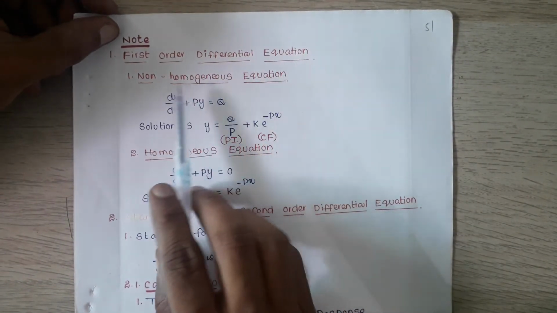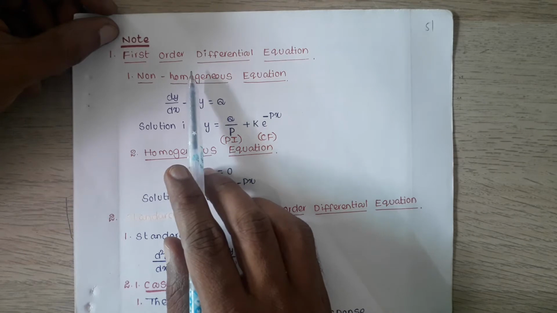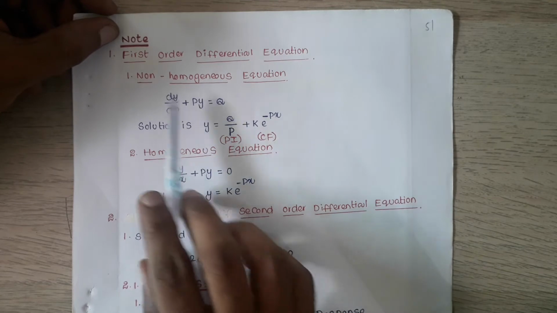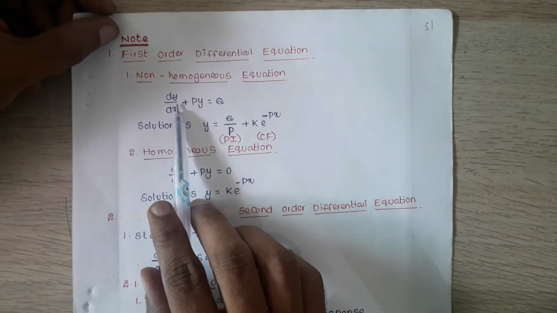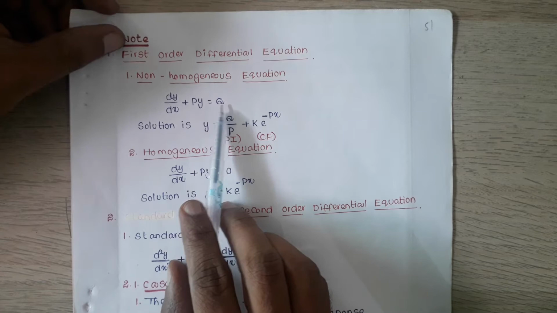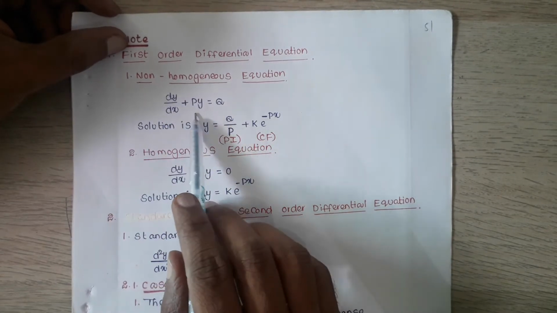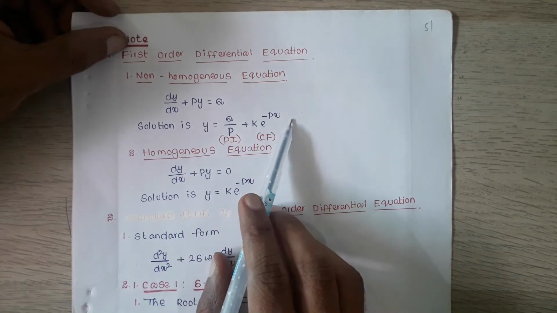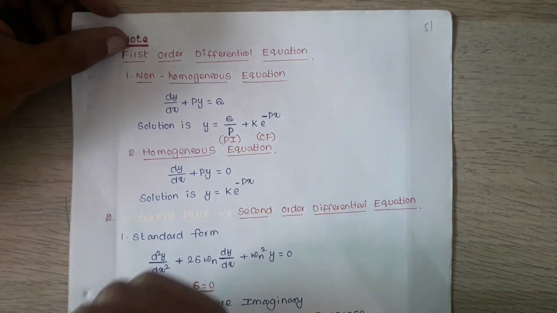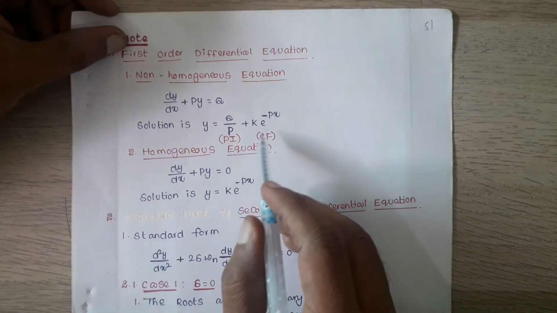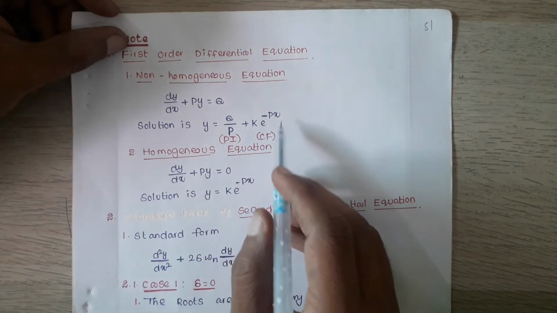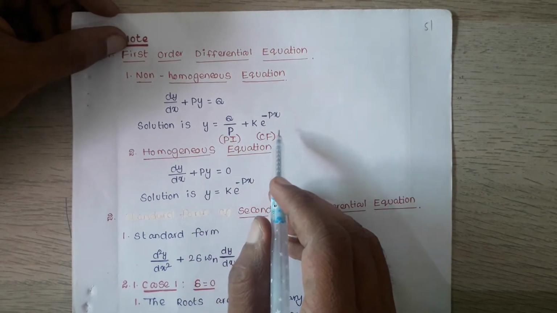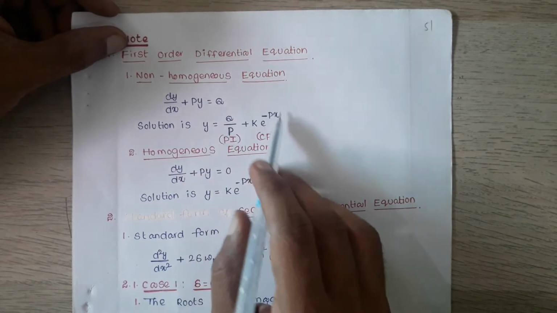So there are two types of first order differential equations: non homogeneous equation and homogeneous equation. The non homogeneous equation is in this form: dy by dx plus py equal to q, and the solution of this first order non homogeneous equation is y equals q by p plus k into e power minus pt. Here q by p is called the particular integral or steady state value, and k into e power minus pt is called the transient part of the solution, or otherwise complementary function. So this is the steady state value and this is the transient part.